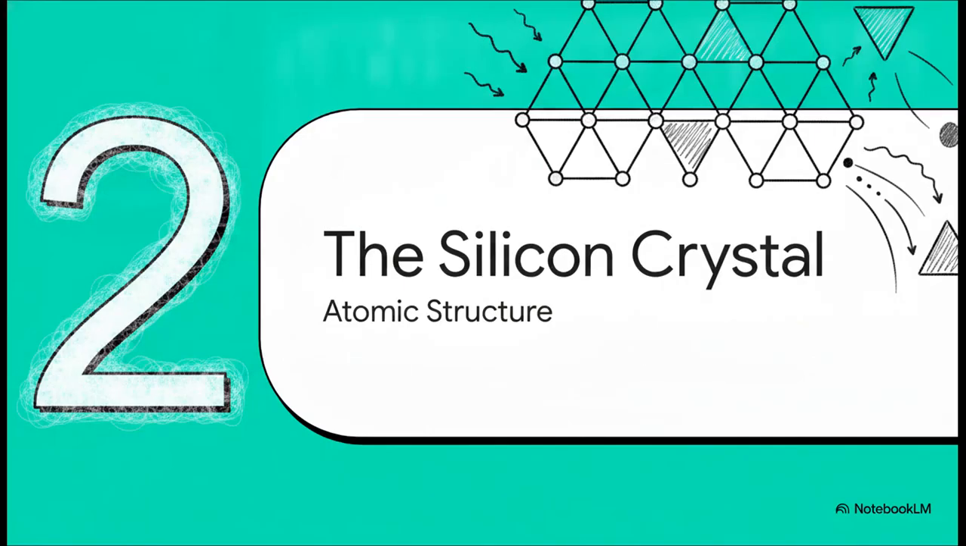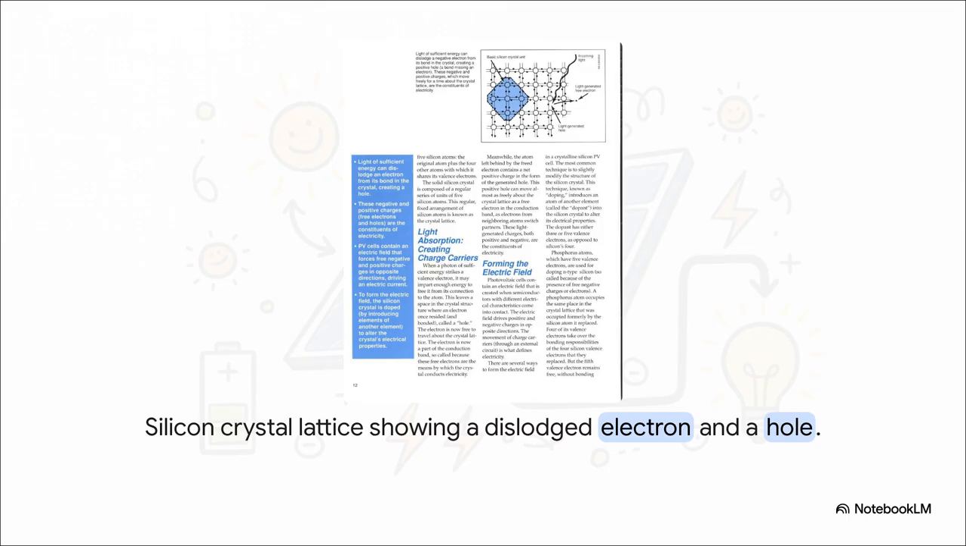Which brings us to Section 2, the silicon crystal. Take a look at the incredible symmetry of this silicon crystal. Silicon is actually the second most abundant element on Earth, and in a pure crystalline solid, every single silicon atom perfectly shares its 4 outer valence electrons with 4 neighboring atoms. It creates this highly organized, tightly bound lattice structure. When a photon of light hits this lattice and dislodges a negative electron, it leaves behind an empty space in the atomic bond. We call this empty space a hole, and it actually acts as a positive charge carrier.